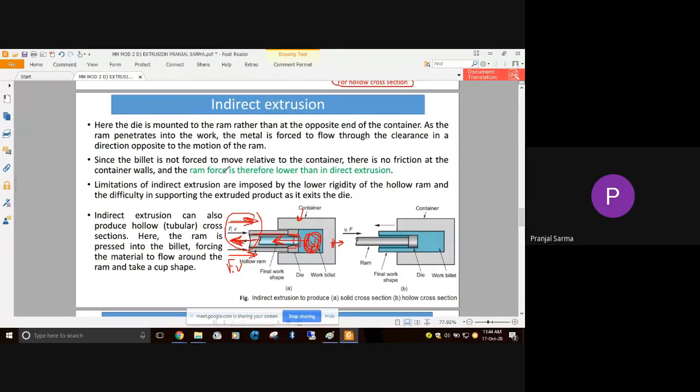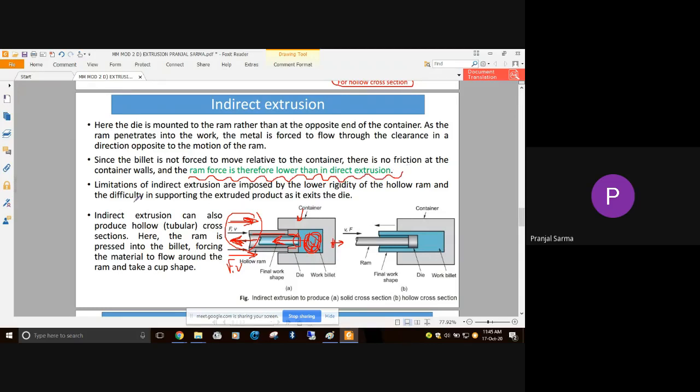Now in the previous case, the billet was forced to move relative to the container. But here the billet will move like this only, so the work material moves along with it. Since the billet is not forced to move relative to the container, there is basically no friction at the container, or very negligible friction, and therefore the ram force in indirect extrusion is considerably lower than that of direct extrusion. That is the primary reason.